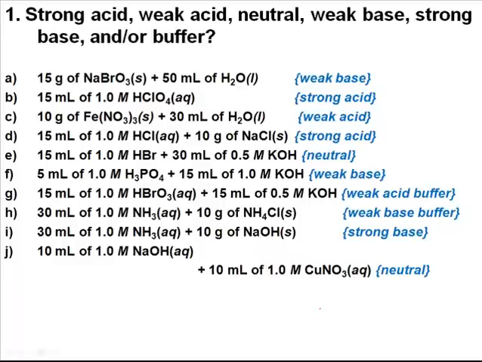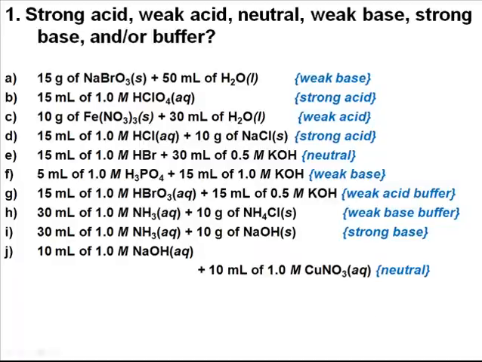Yes? Do you understand why J is neutral? Because copper nitrate, like in water, is a strong acid, so that's a weak conjugate base. And then sodium hydroxide is a strong base. So that tracks the base. Yeah, I'm not sure about that one. Oh yeah, that's okay. Yeah, that one, I forgot about that one.